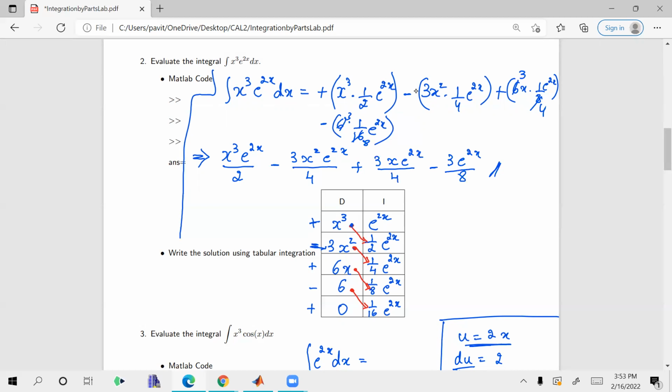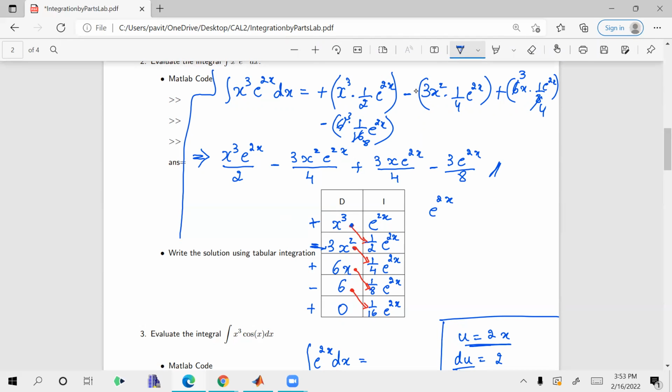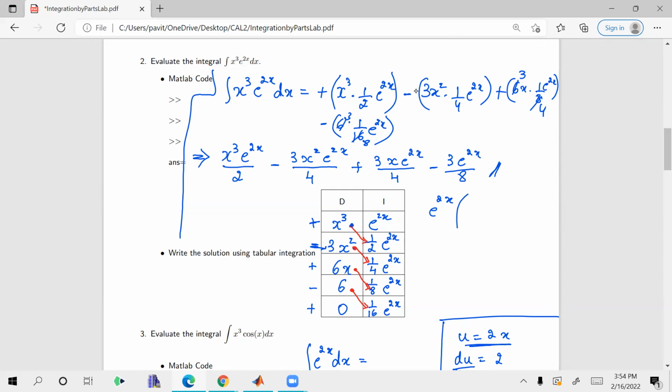You can stop here, or if you want, take e to the power of 2x outside, because you have it common in everything, and then write the rest of the things inside. That is also fine. You can simplify further. You can take the LCM and group everything into one term, because when you do this in Matlab, that will give you the most simplified version. But if you want to stop here, that is fine too. Remember, when you do this in Matlab code, you might not get the same form of answer. You might get a simplified form.